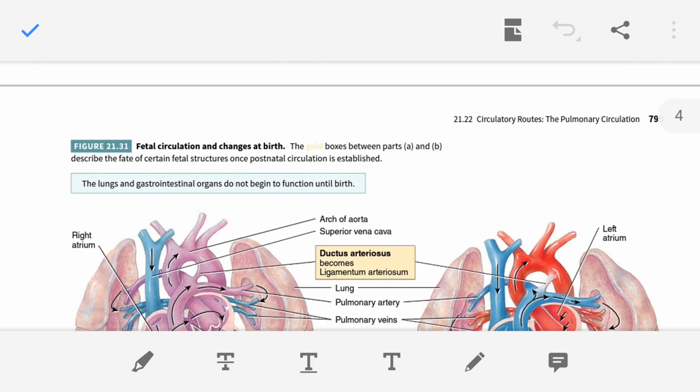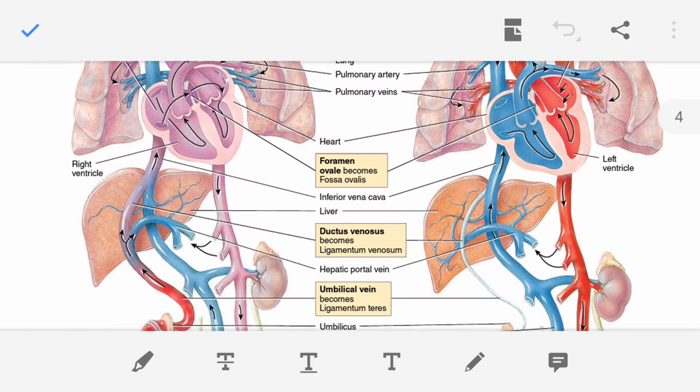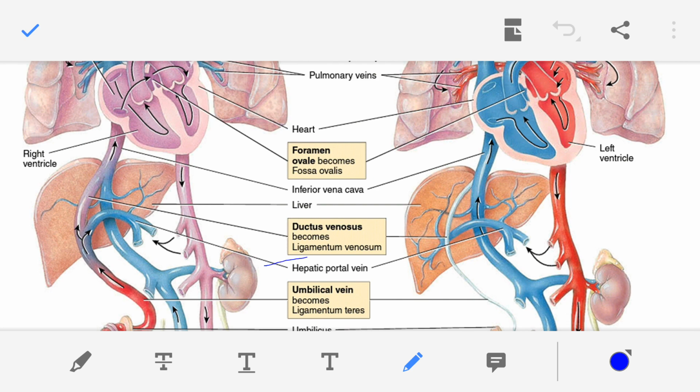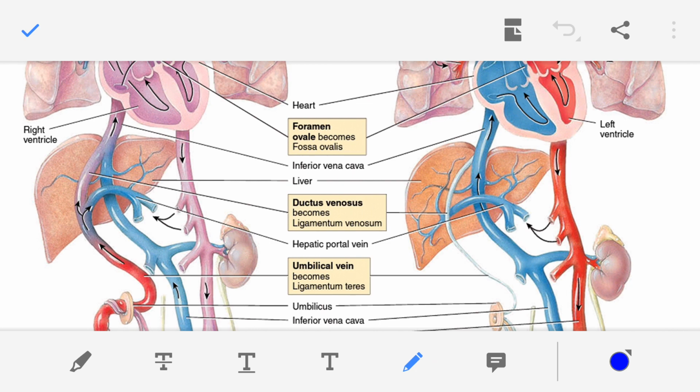So here you see in this figure the hepatic portal vein. This one is the hepatic portal vein. Then these are the branches. Then these branches, venules, capillaries, again they join the central vein, then the central vein joins the hepatic vein. So these are the hepatic veins, and the hepatic veins open into the inferior vena cava.